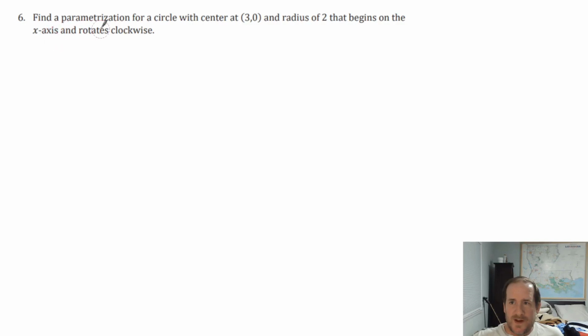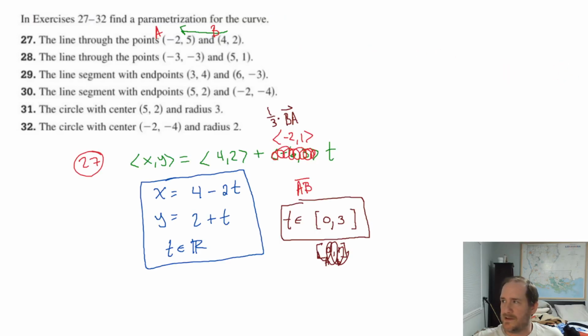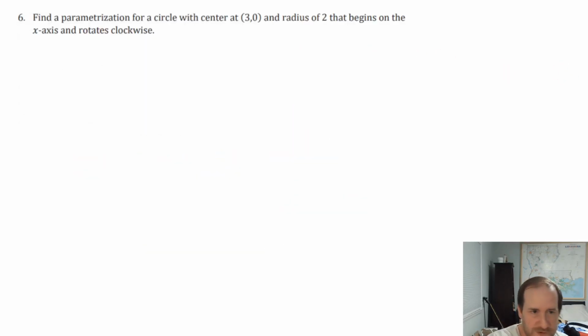Alright, part 6 says find a parameterization for a circle with a center here and a radius there that begins on the x-axis, rotates clockwise. Alright, piece of cake. Easy peasy. This will be the last one for sure. Alright, I think we just said that if you want a circle, you're just going to let x be some function of sine or cosine. Let y be some function of cosine or sine. But this one specifically says it wants to start on the x-axis and rotate clockwise.